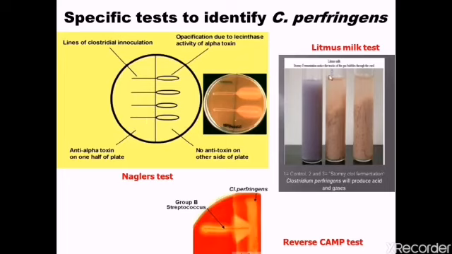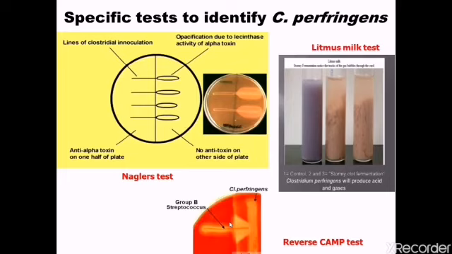The second test, which is the litmus milk test, changes the color of litmus from blue to red because of acid formation from fermentation of lactose. Acid produced coagulates casein, leading to formation of an acid clot, and this clotted milk is disrupted due to vigorous gas production, and this is known as stormy fermentation. Disruption of the clot by gas in 24 hours is suggestive of Clostridium perfringens.